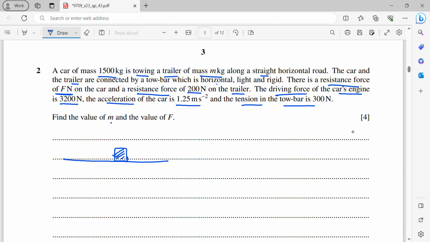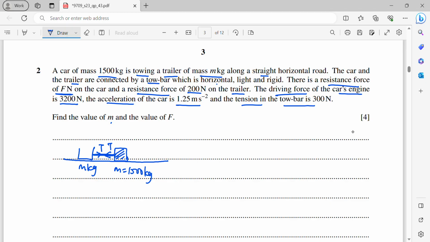Alright, and then this is the trailer. Okay, so now this is the string. Okay, this is a tow bar. I would say this is a tow bar, right? So here you have tension. This one you have tension. And then this M is 1,500 kilogram. And then this is M kilograms.